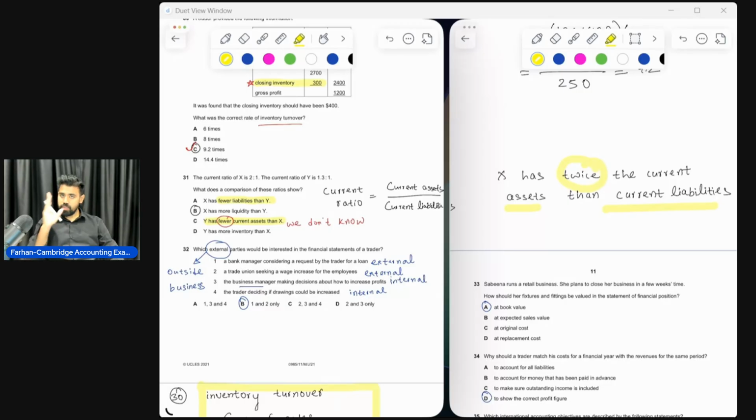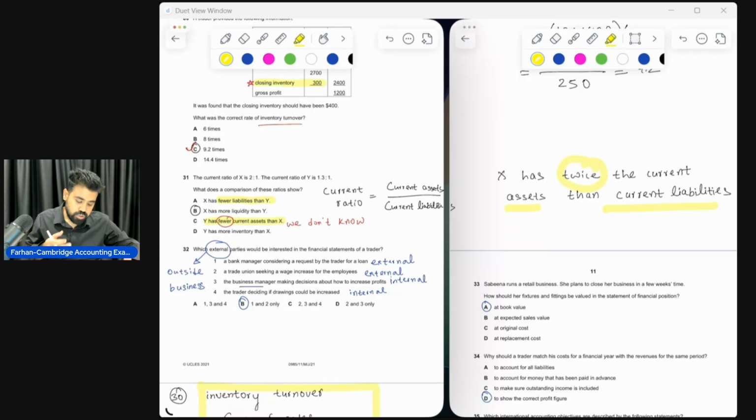But what I'm trying to make you understand is that the dollar amounts for the current assets and current liabilities are different between the two companies. So you can't really validate whether X has fewer liabilities or Y has fewer assets. But you could use the ratio to make an assessment of the overall liquidity, because you don't know the numbers available inside the business. On that basis, options A and C won't make sense because we don't know the monetary amounts, so we can't say for sure that it has fewer liabilities or fewer assets.